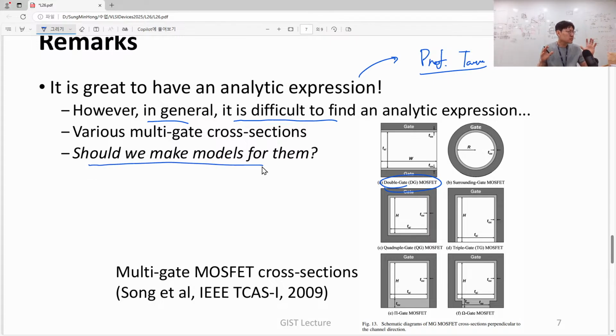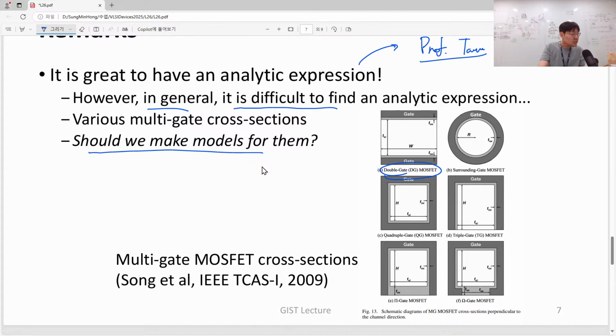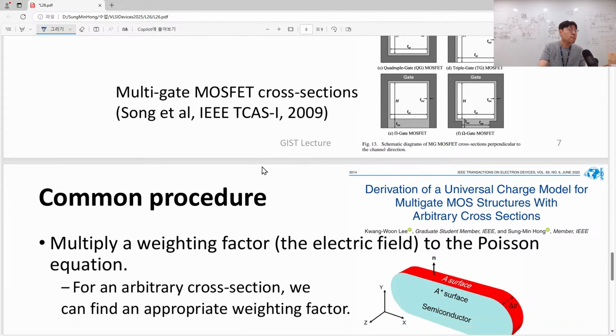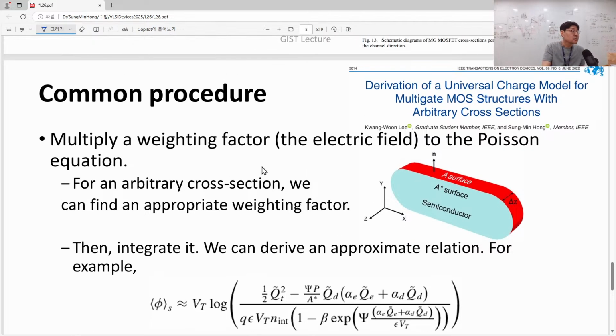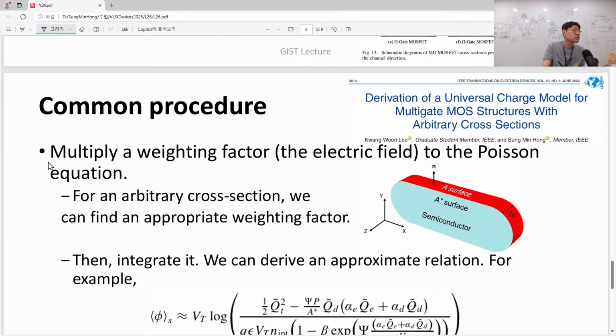If we have a slightly different cross-section, then of course the one obtained from a different cross-section cannot be applied, so we should introduce a slightly modified model, another model. That was quite tedious stuff. So nowadays, people are not doing this any further, and this solution was introduced into a more general, universal model for complex structures.